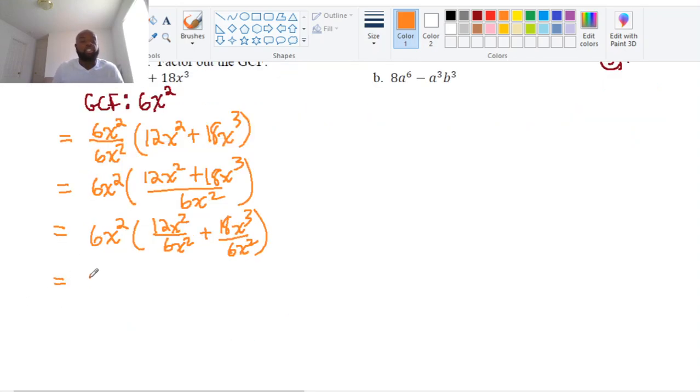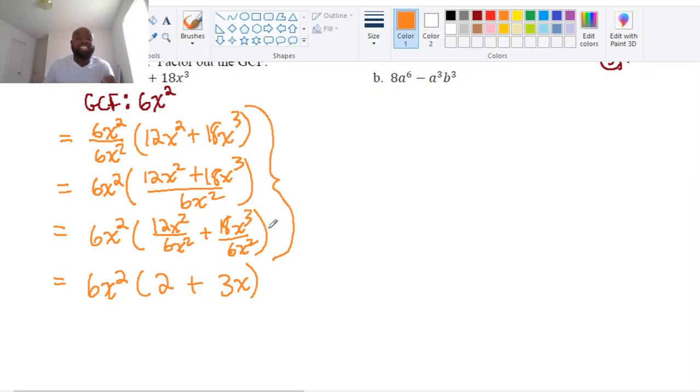And so let's do some simplifying here. 6 goes into 12 twice. x squared divided by x squared is 1. So I get a 2 there. And here, I get 18 divided by 6, which is 3, and x cubed divided by x squared is an x. So I get 6x squared times the quantity 2 plus 3x. Now, I don't necessarily want you to go through all of these steps here. I just want you to know where this stuff is coming from. It's not like things magically disappear.